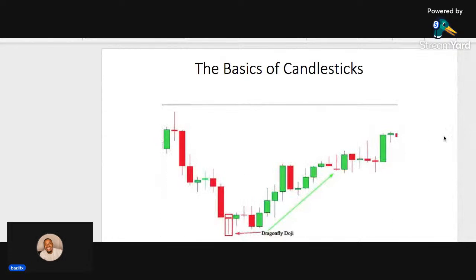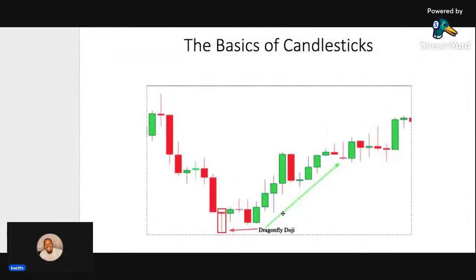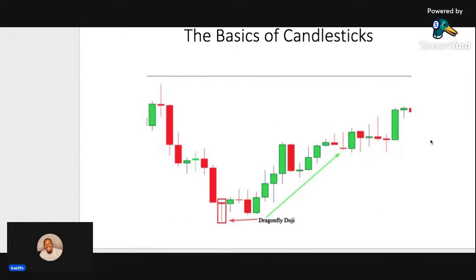So as you can see, this is our dragonfly doji. And guys, remember, note my words: you want to identify these candles on an extreme uptrend or an extreme downtrend. As you can see in this picture, this is an extreme downtrend, and then our dragonfly doji appears here.